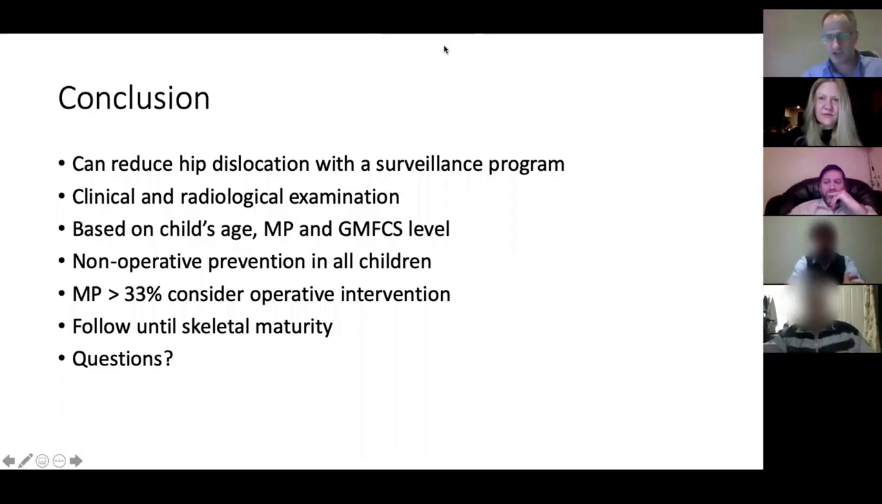Thank you so much, Nikki Walsh, for presenting quite an important topic. Cerebral palsy surveillance, hip surveillance, which is not adequately covered in most places. And I think it's an important question to have prepared for the FRCS exam.